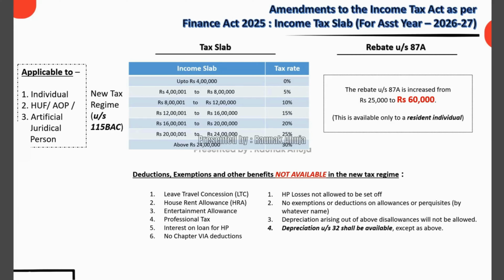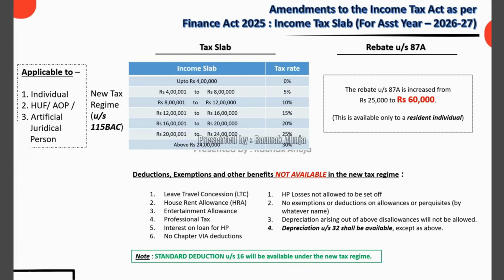Furthermore, losses from the house property will not be allowed to be set off from incomes from the other heads of income. No exemptions or deductions from the salary or allowances or perquisites will be available. The depreciation arising out of the above disallowances will also be not allowed. However, depreciation that is chargeable under Section 32 shall still be available, except for the items mentioned above. The standard deduction under Section 16 will also be available in the new tax regime. So these were some of the advantages and the disadvantages of the new tax regime. Now let's quickly try and understand these with the help of a few examples.